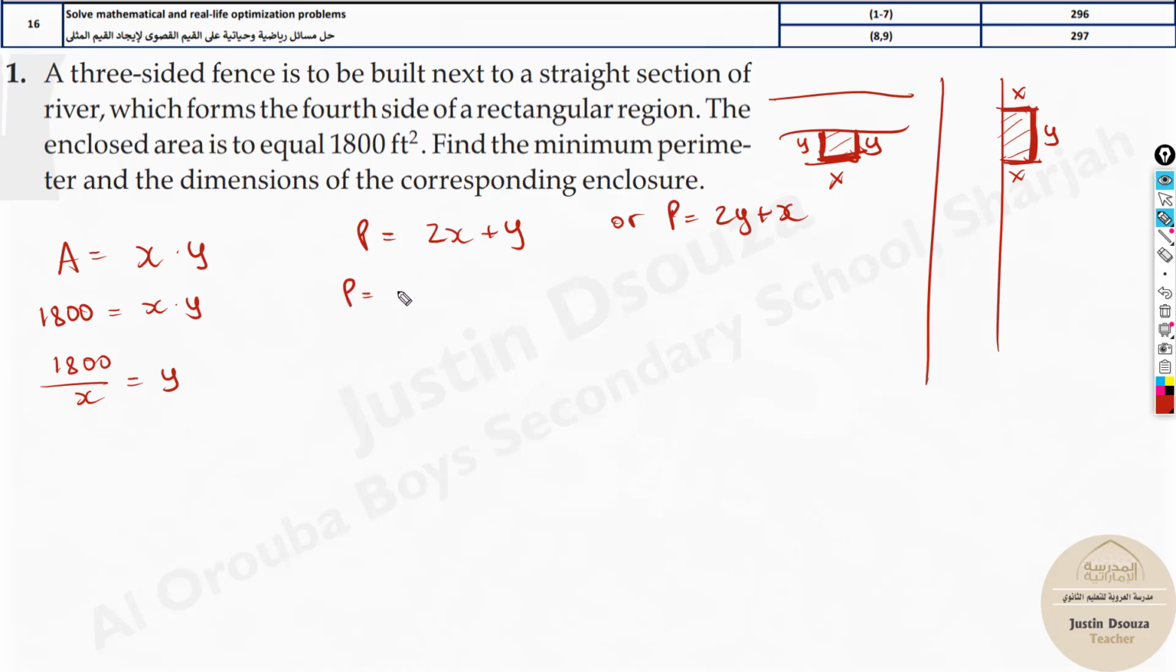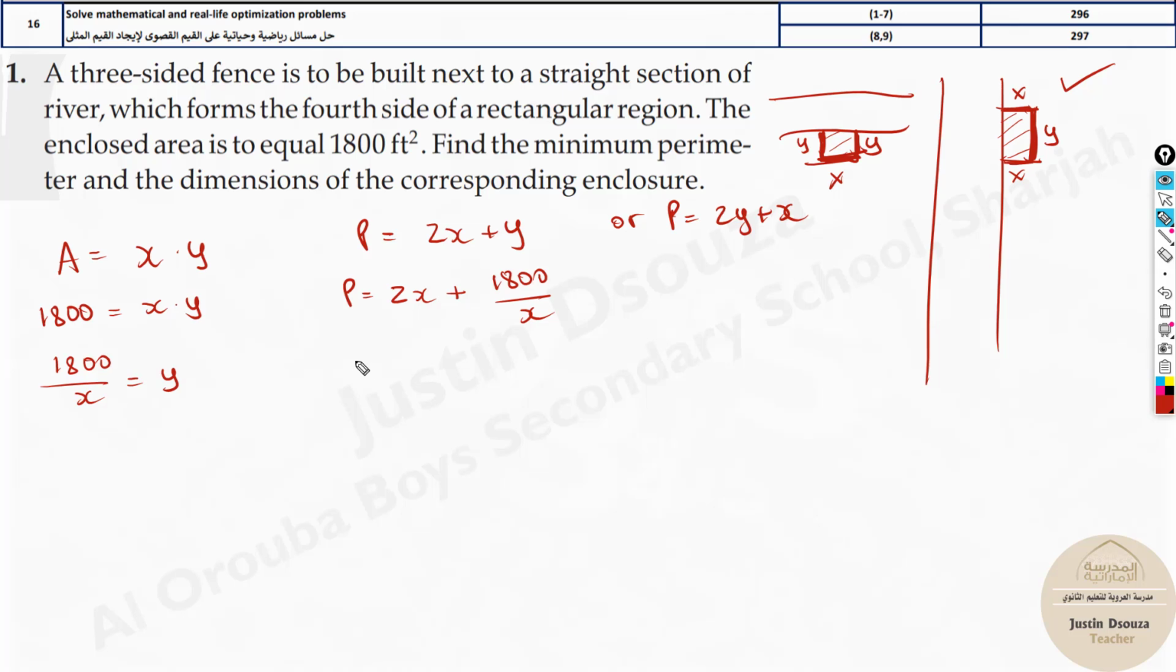We will get P is equal to 2x plus y, and y would be 1800 by x. Even over here you could do the same thing, it's fine. It's just that when you solve it, the answers will be the same, just the methods will be different. You can try this by yourselves. Now you only need to do one, not both. I'm considering this one and solving it here.